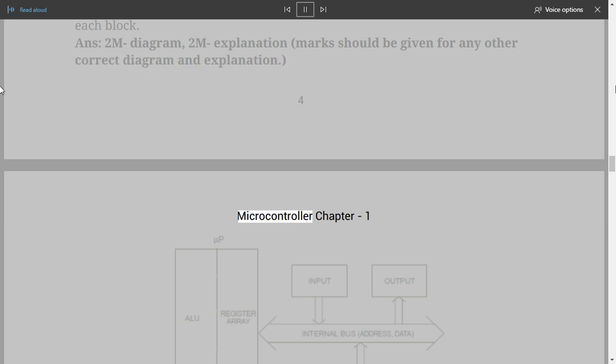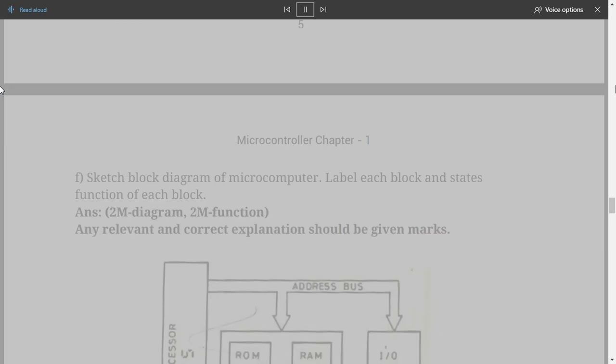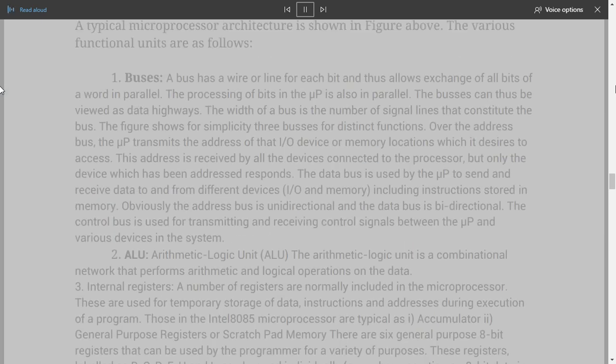Microcontroller Chapter 1. Question 5. A typical microprocessor architecture is shown in the figure above. The various functional units are as follows.